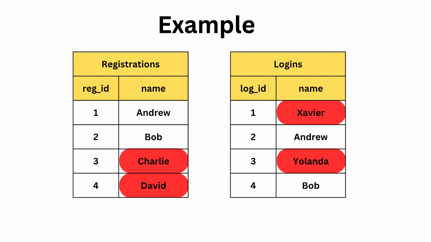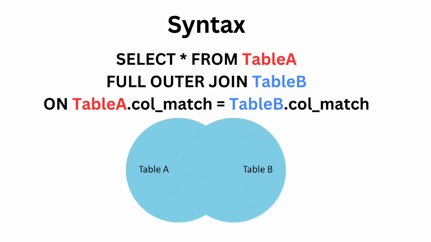We're first going to take a look at the simplest, which is a full outer join. And this actually might be even easier to understand than an inner join. An outer join, or a full outer join, just grabs everything. So the syntax is select all the columns from table A, do a full outer join of table B, and then on wherever that column match occurs, table A.column_match equal to table B.column_match.